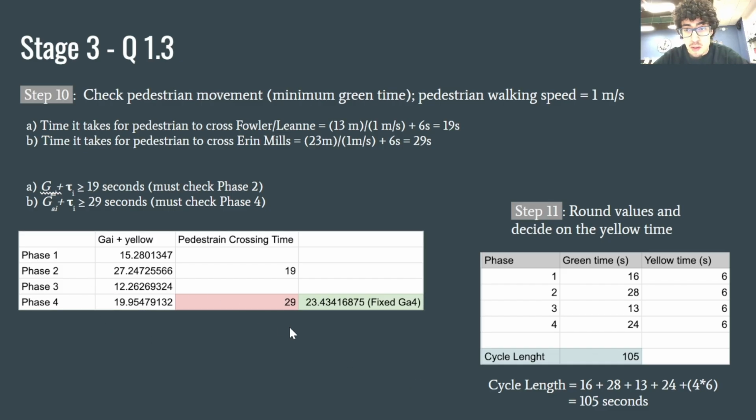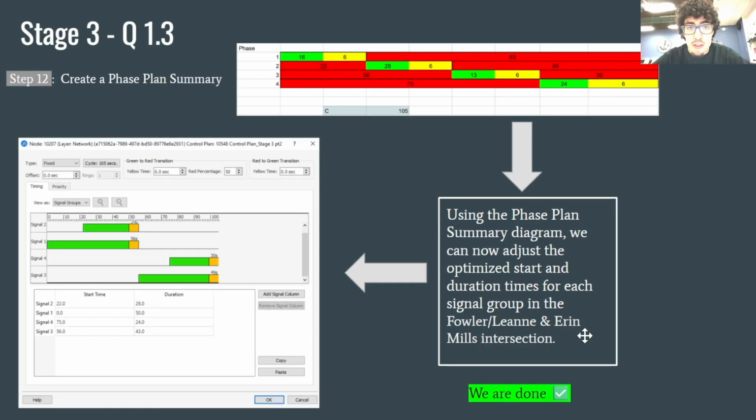And once we do that check, we can then do a quick summary table here, rounding everything up so we have nice, even numbers. And we can then generate a phase plan summary diagram, which was done here. And once we have this, we can now input these values into Aimsun, and we are done.